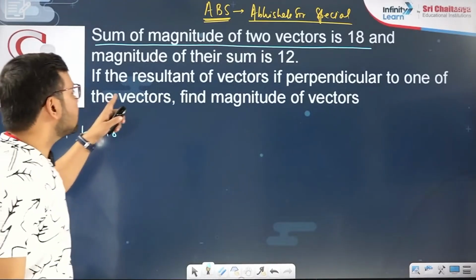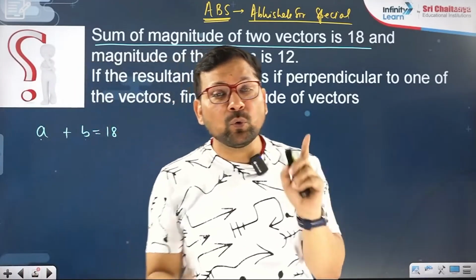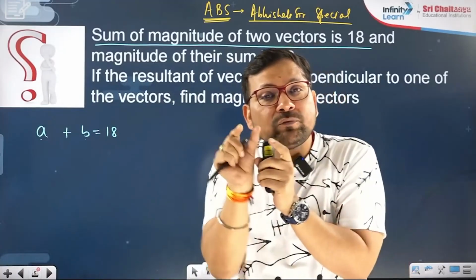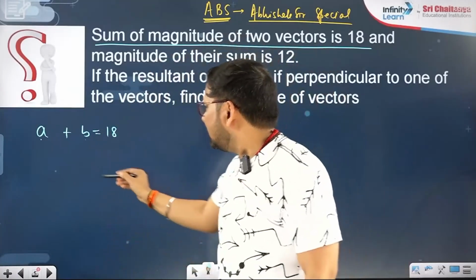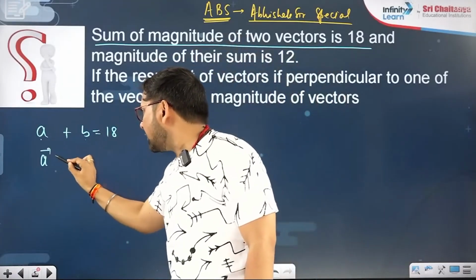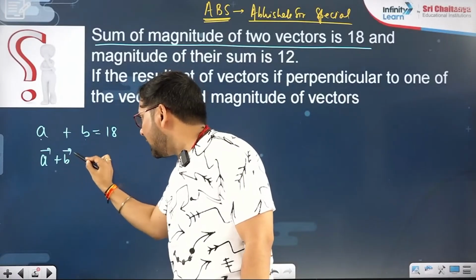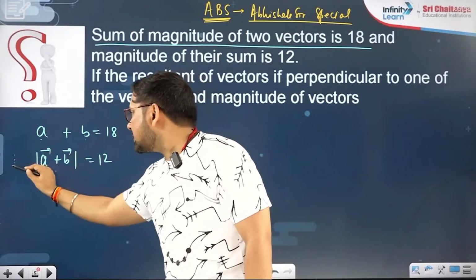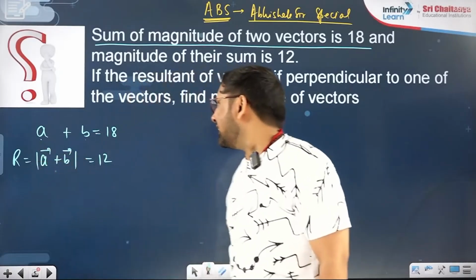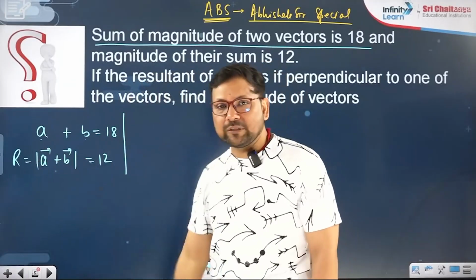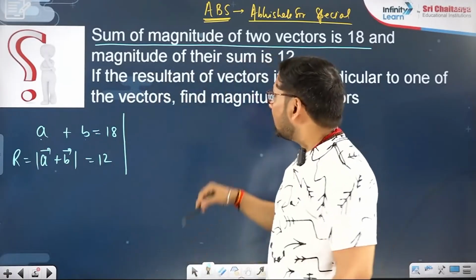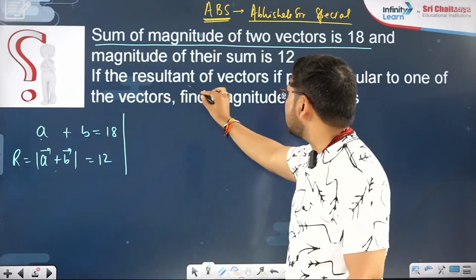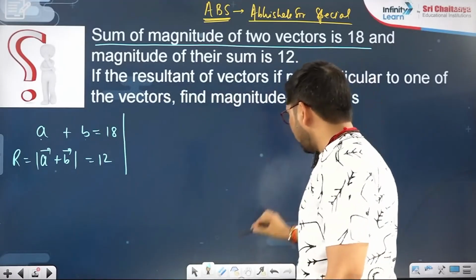And then the second line says magnitude. Whose magnitude? Magnitude of their sum. Their sum we have to write first: A plus B. And that A plus B, their sum magnitude is 12. That is obviously the resultant. These two are the given information. Got it? Then my question says, if the resultant of vector is perpendicular.